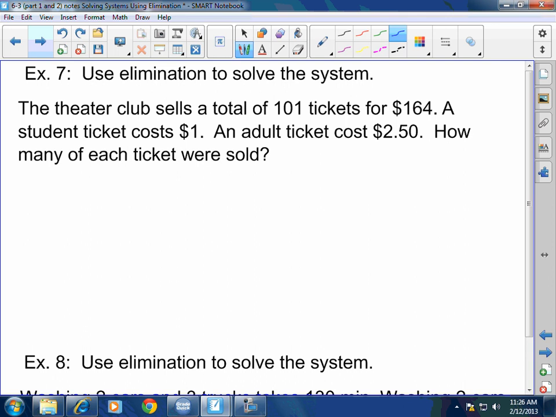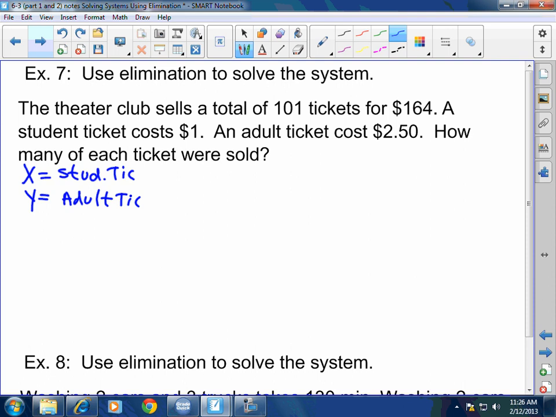Yes, sir. What do we do first? What does x equal? What does y equal? Good start. Okay, no. X is the number of student tickets. We already know that it costs $1, so that's not a variable. So x is the student tickets, and then y will be the adult tickets, okay? Excellent, son. I love the way he said that.